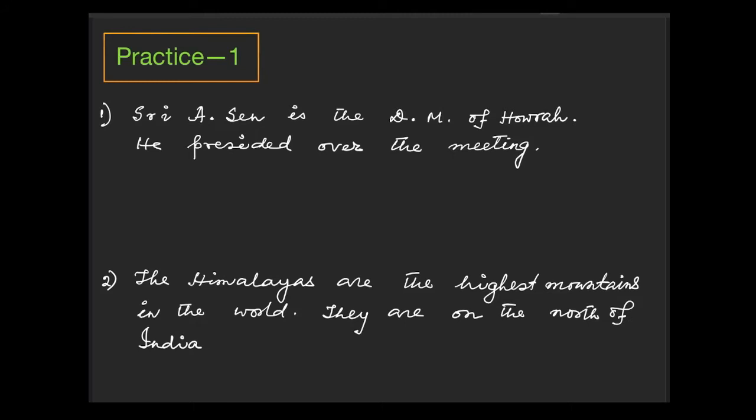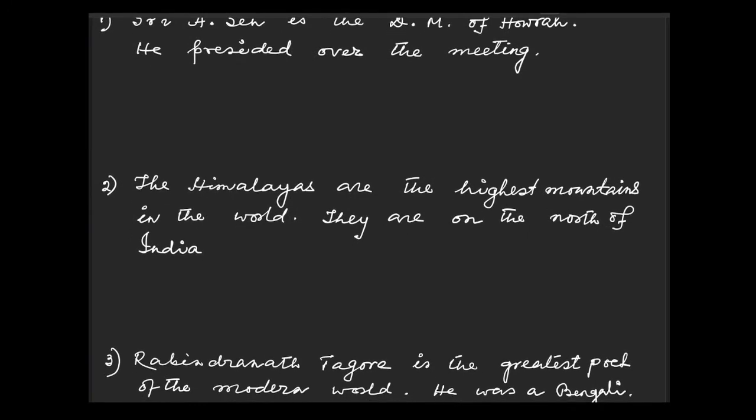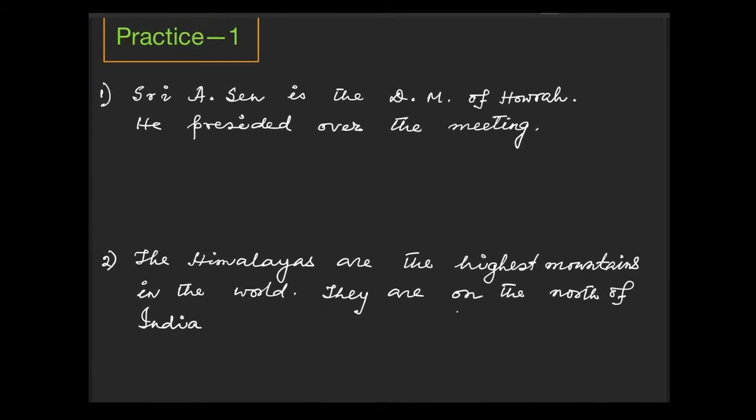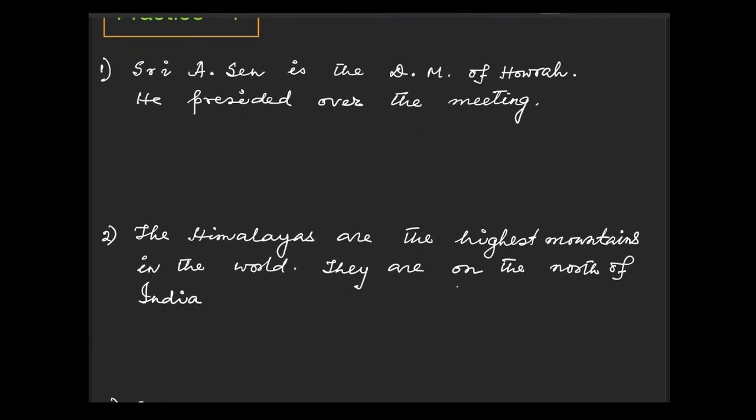Okay. Number 2. The Himalayas are the highest mountains in the world. They are on the north of India. Okay. Number 3. Rabindranath Tagore is the greatest poet of the modern world. He was a Bengali. These 3 sentences, okay, copy them and do the work in your notebook yourself and check your answer with my answer. Okay.